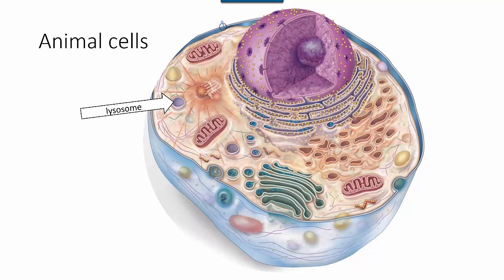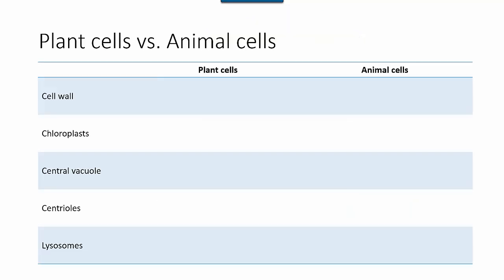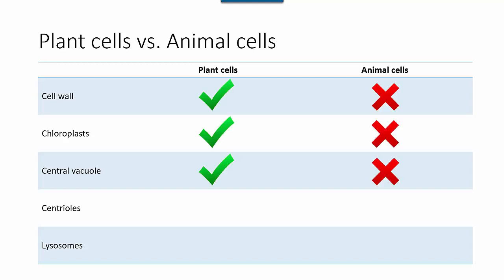So to summarize, here are the key differences between plant and animal cells. Plant cells have a cell wall, chloroplasts, and a large central vacuole. Animal cells do not. While plant cells lack the centrioles and often lysosomes that are found in animal cells.